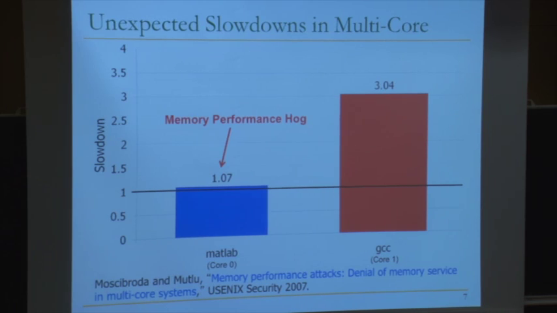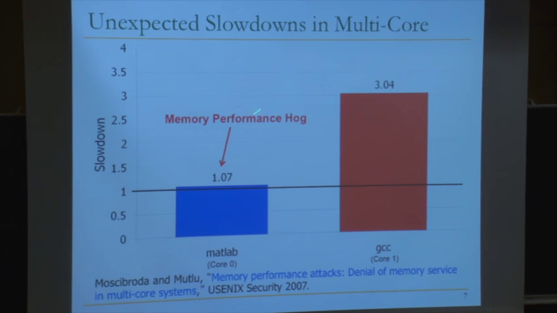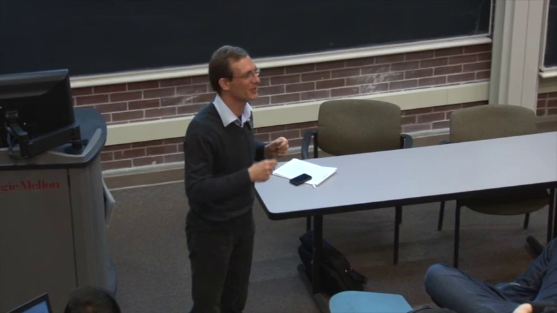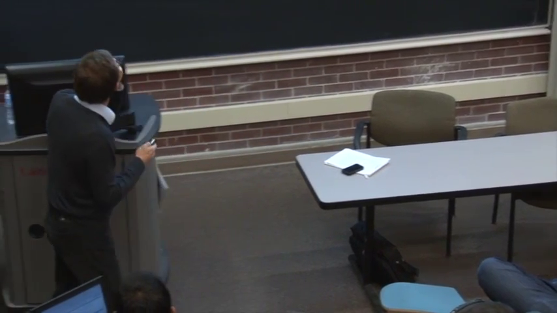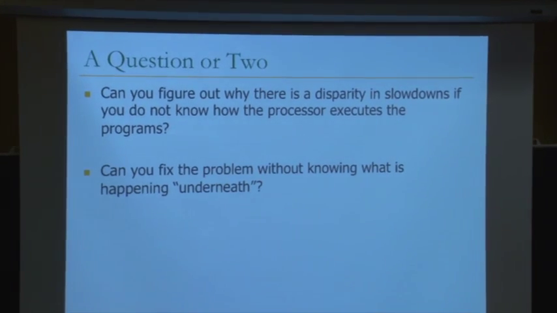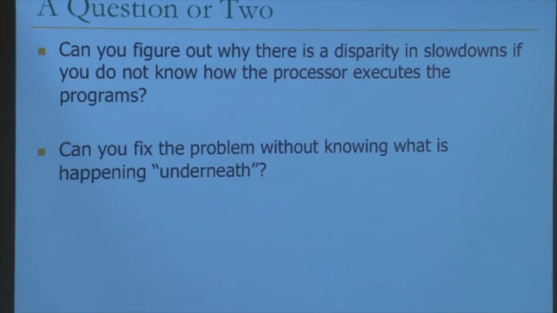Right? Makes no sense. OK, so I guess this is one example of why someone should break down these abstraction layers and understand what's going on underneath. Can you figure out why there's a disparity in slowdowns if you do not know how the processor executes the programs? If you have no clue how the system is designed, can you figure this out? I would posit no, and many of you are shaking your heads, which is right. Well, you would like to figure this out, and can you fix the problem without knowing what's happening underneath? The answer to that should be no. If the answer to this is no, this is probably no also.